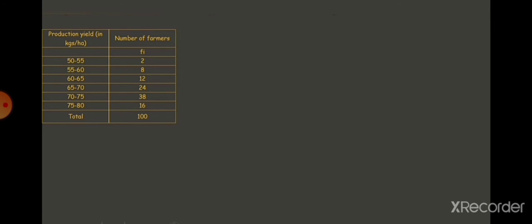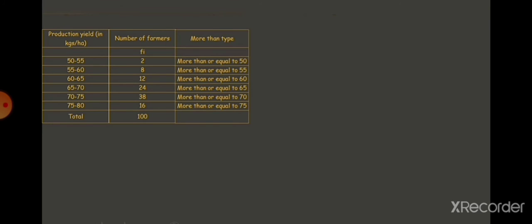Here the given data is the same thing, with frequencies for each class interval: 50 to 55, 55 to 60, 60 to 65, 65 to 70, and the total is 100. We will see more than or equal to. So more than means, here 50 to 55 means more than 50. You should not take it as before, in less than we have taken below 55.